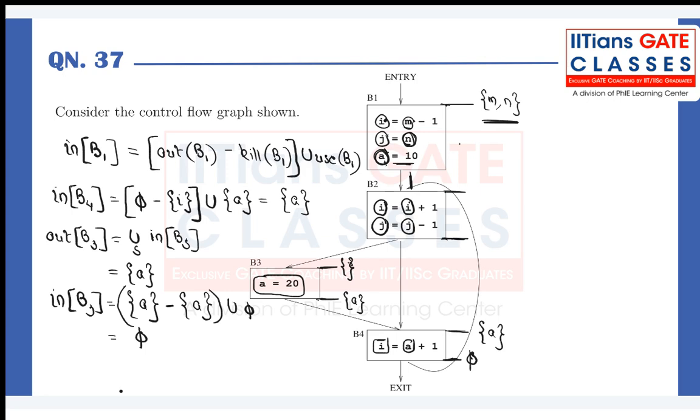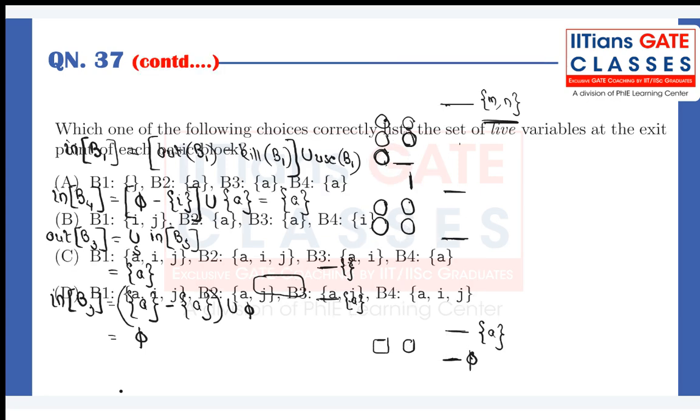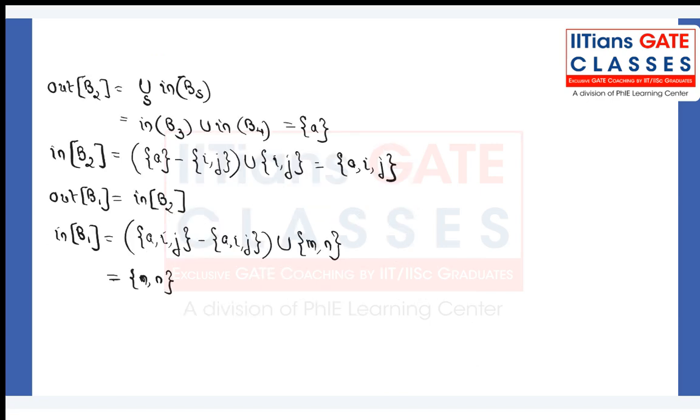Maybe I should write the sets here. That will be better, or else it's very difficult to understand. So the out of before should be the in of B2 as well. Why? You are redefining. Let me explain it again. Let's look at the sets, and that will be better.